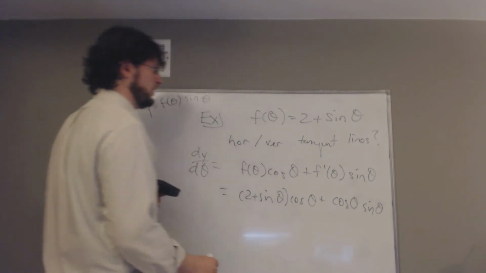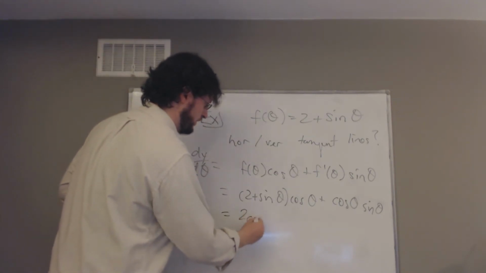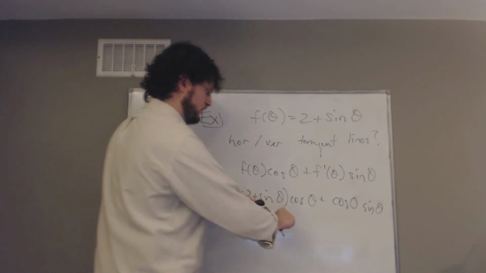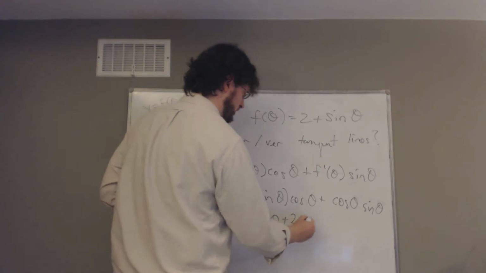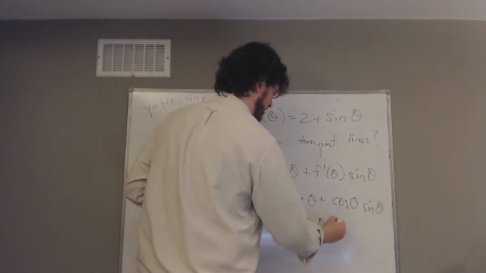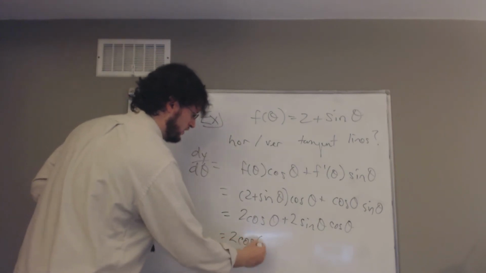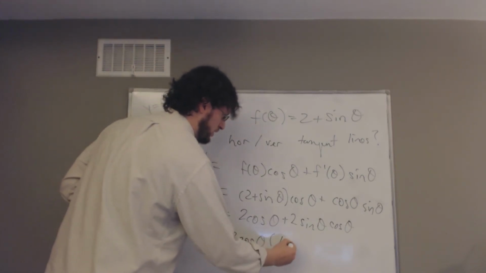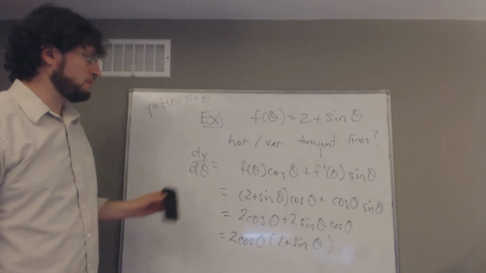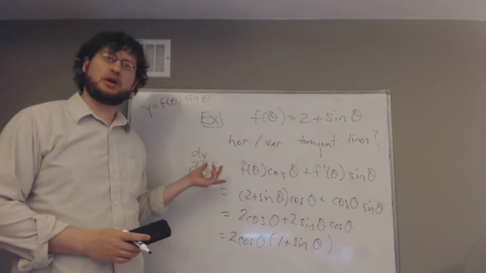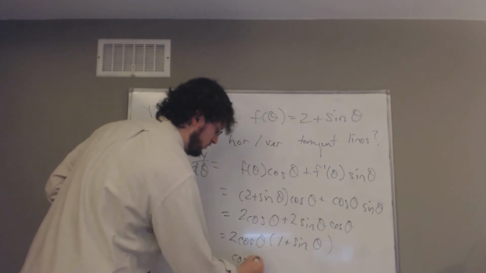Okay, now what does that make? That makes 2 cosine theta, and I have sine theta cosine theta and another sine theta cosine theta, so that's 2 sine theta cosine theta, which is 2 cosine theta times 1 plus sine theta. Remember, what we're asking is, when is this equal to 0? That's the numerator. So this is 0 when cosine theta is 0.